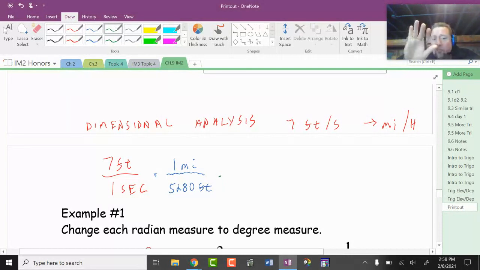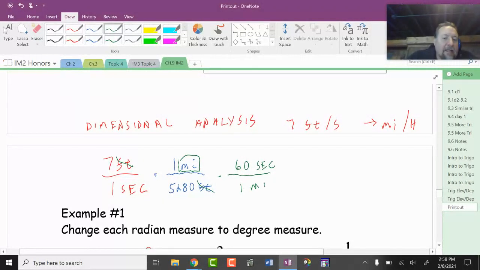All right, so here's what I mean. This is why feet go on the bottom. The feet cancel. Really pay attention to how the labels cancel and the labels that end up being left over. So I've already converted feet to miles. We had to do the calculations. And then seconds to hours. I've got to start with some fractions, like how many seconds are there in a minute? 60 goes on the top because I want seconds to cancel.